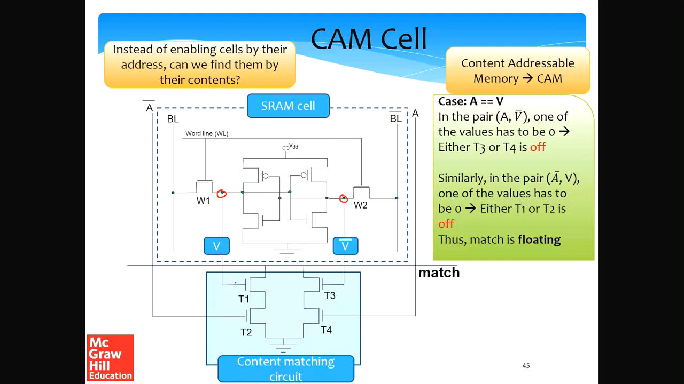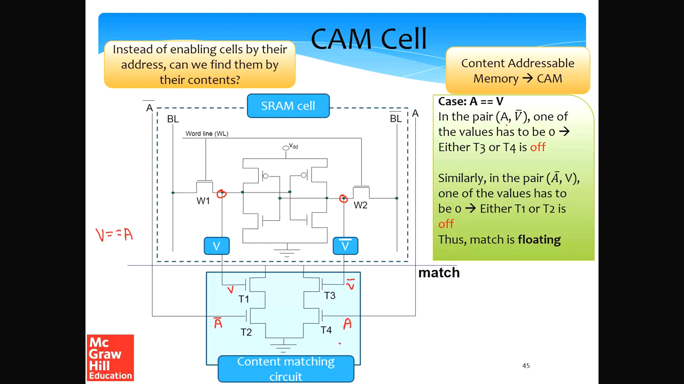This value V will go into transistor T1, and we want to compare value V with another bit value called A. So A bar, the complement of A, is sent to transistor T2 over here. So this is basically the complement of A, and this is the value V. Similarly, this is the value V bar, the complement of V, and this is the value A. These transistors are connected in series. One side of them is connected to the ground, and the other side is connected to this blue wire called the match line. So let's see what it is.